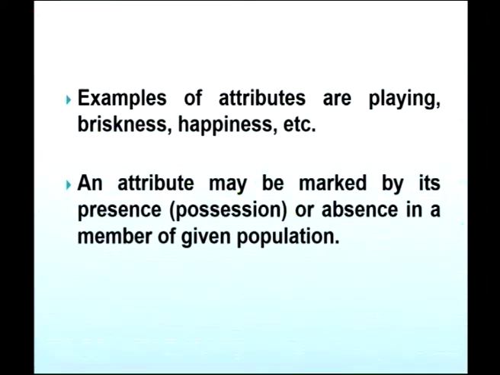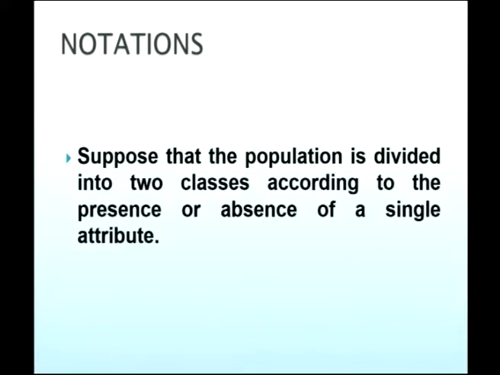So an attribute may be marked by its presence, possession or absence in a member of given population. The population will be divided into 2 subclasses based on the attribute. That is, the 2 subclasses are possession of the attribute as one class and non-possession of the attribute as the second class. This kind of classification is called dichotomous classification. The population is divided into 2 classes according to the presence or absence of a single attribute.